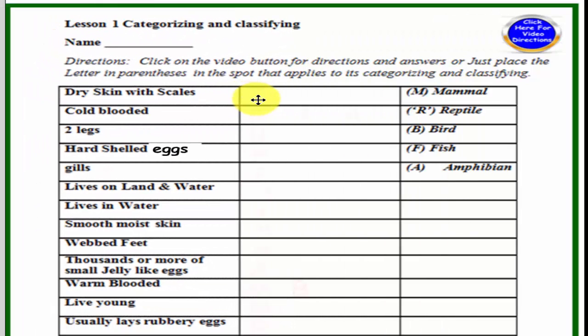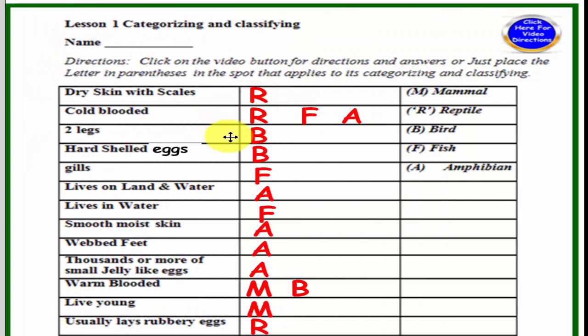Okay, welcome back. Let's see if your answers match ours. Now, we left off here with 2 legs. That would be the bird. Hard-shelled eggs, the bird. We have gills, fish. Lives on land and water, the amphibian. Lives in the water, of course it's the fish. Smooth, moist skin, the amphibian. Web feet, the amphibian. 1,000 or more of small jelly-like eggs, amphibian.